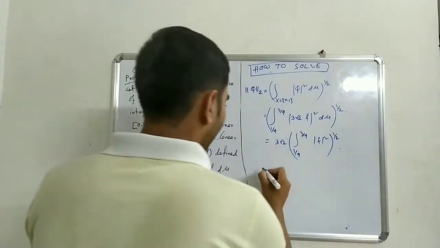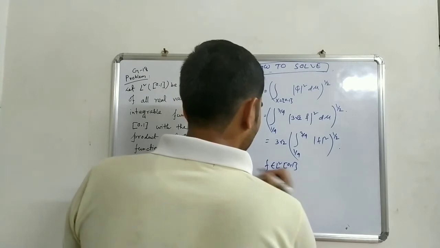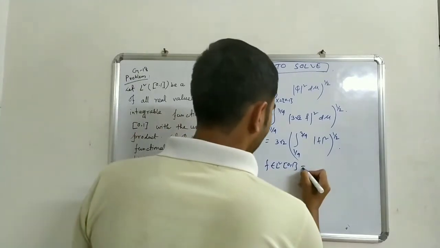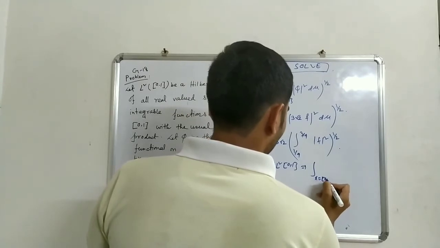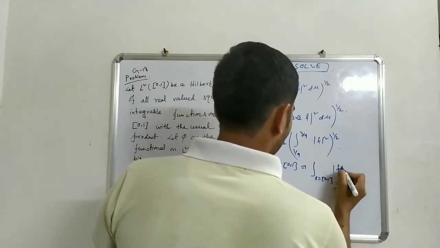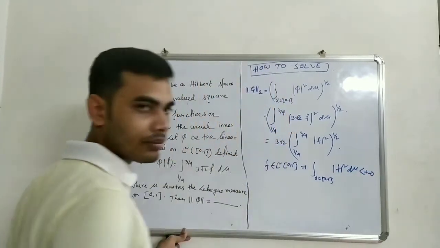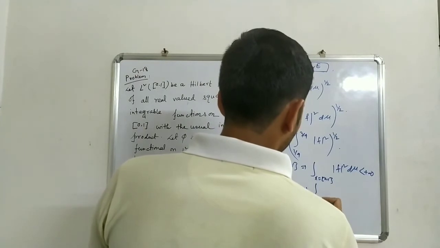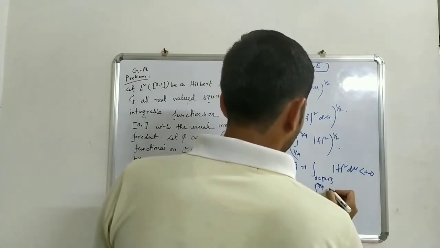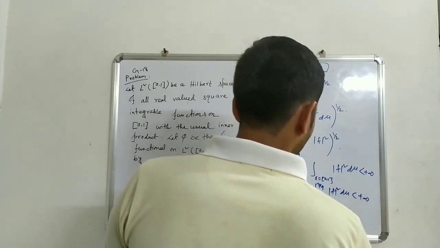Clear? Now f belongs to L2 closed interval 0 and 1. That means the integration over closed interval 0 and 1 of mod of f square d mu is less than plus infinity. Clear? So that means the integration from 1/4 to 3/4 of mod of f square d mu is also less than plus infinity.